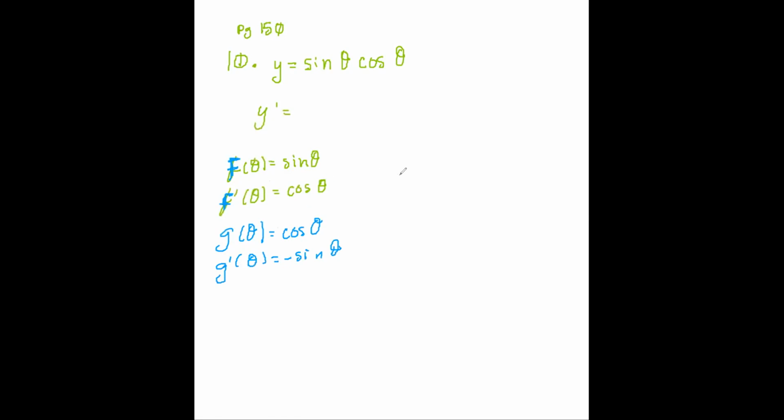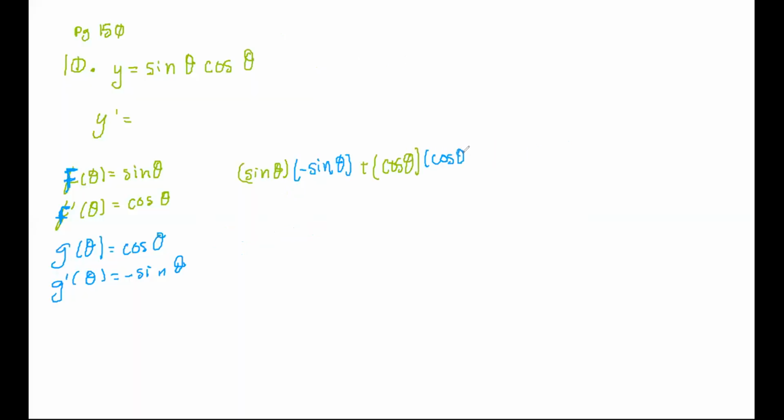We will end up with f times g prime, or sine theta times g prime, negative sine theta, plus f prime, cos theta, times g. This will be cos theta. So we're going to simplify this all out into negative sine squared theta plus cos squared theta.